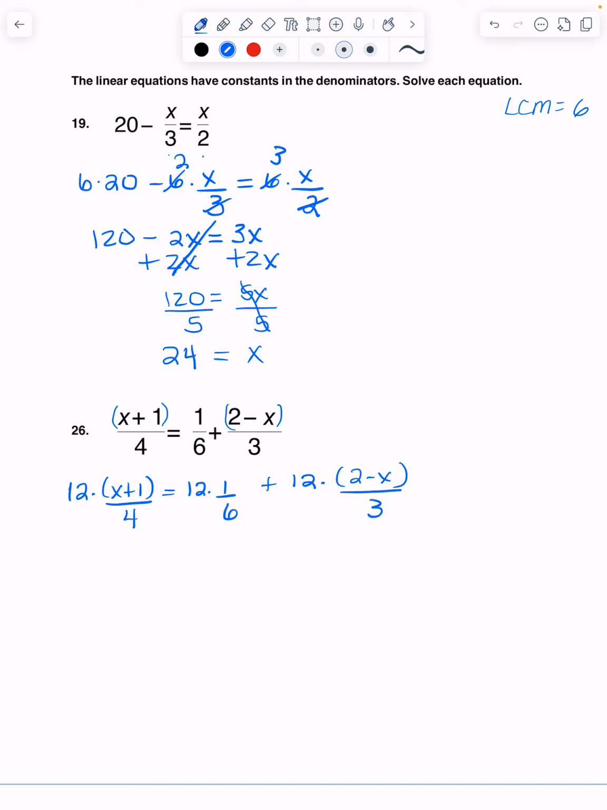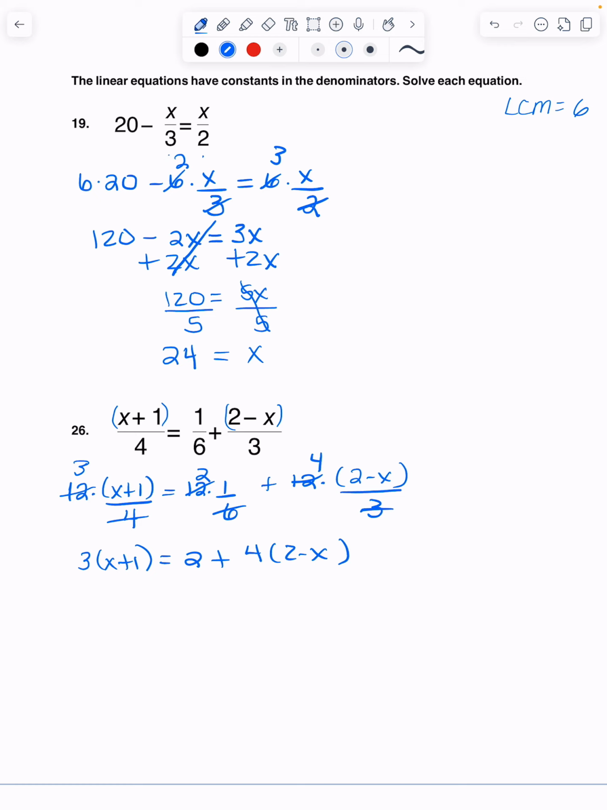Okay, so let's see what happens. 4 divides into 12 3 times. So 3 multiplied by, let me just write this extra step. I'll just write it like this. 6 goes into 12 2 times. 2 times 1 is 2. 3 goes into 12 4 times, so that leaves 4 times 2 minus x. When you multiply by that common denominator, or that least common multiple, all your fractions go away.